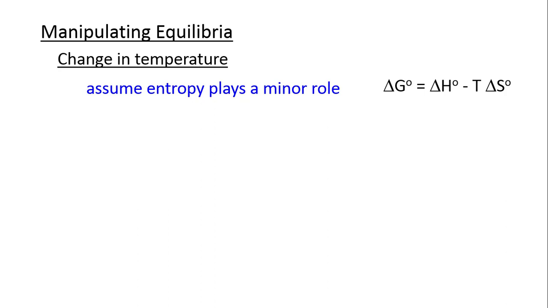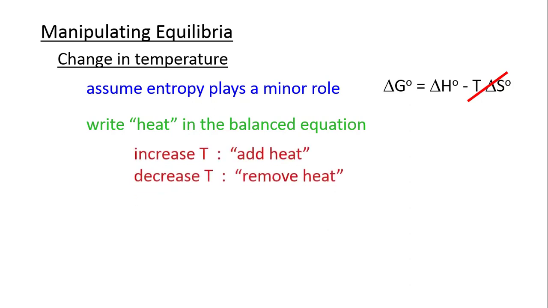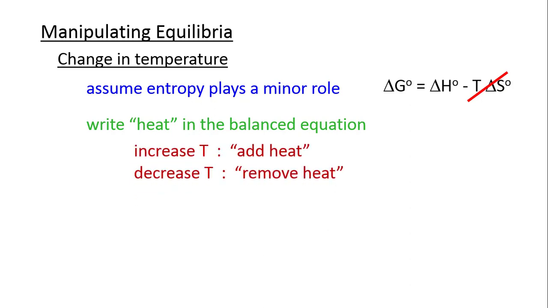But if the entropy piece is small, such that the temperature changes don't affect that very much, then we can use our shortcut. And the shortcut is that we will actually write the word heat in the balanced equation and then treat it as another substance. An increase in the temperature is simply the same as adding heat. A decrease in temperature is like removing heat.